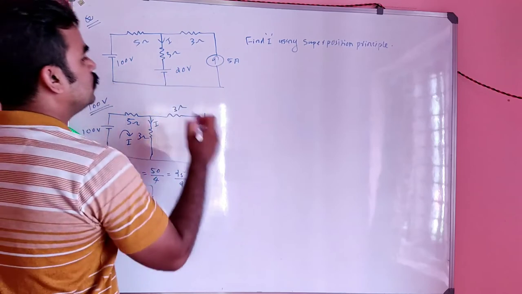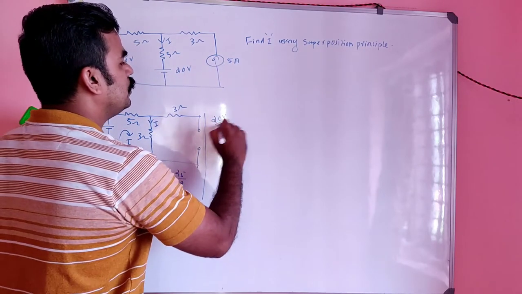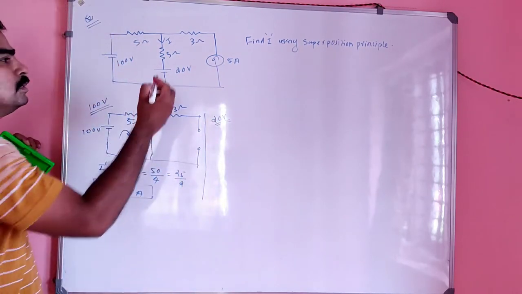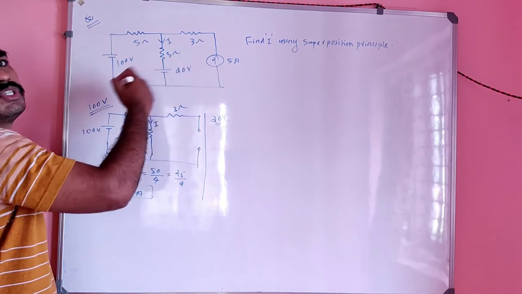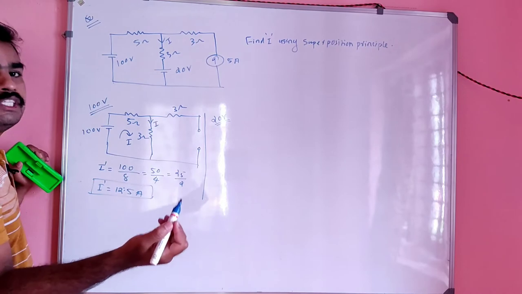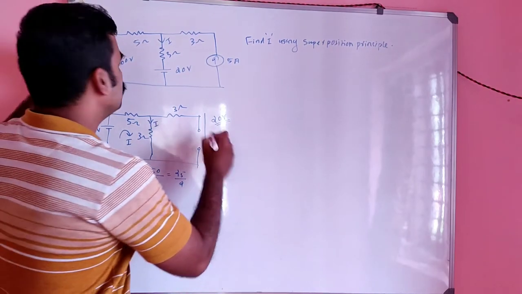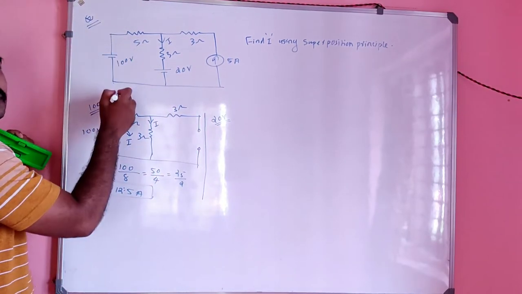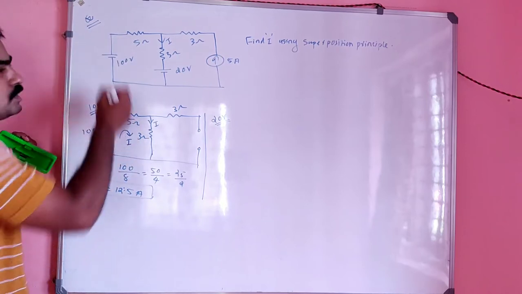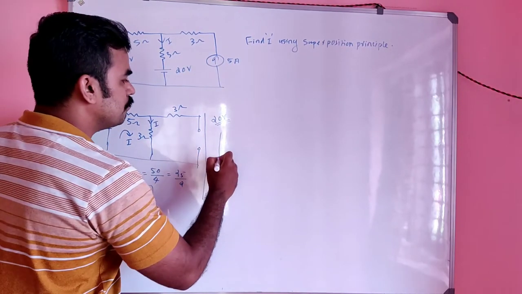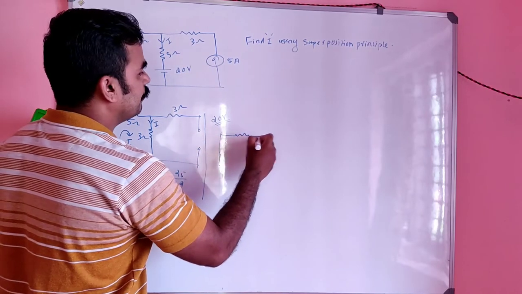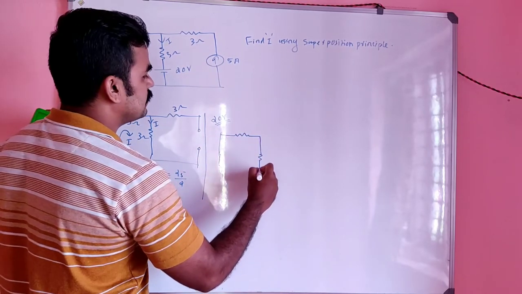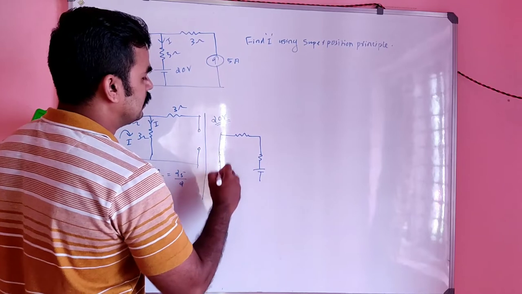Next you consider what 20 volt source. So at that time only this 20 volt exists, the remaining active sources will be switched off, right? So this will be simply short circuited, because the 100 volt is a voltage source, it is short circuited.